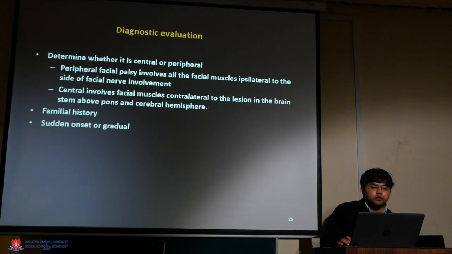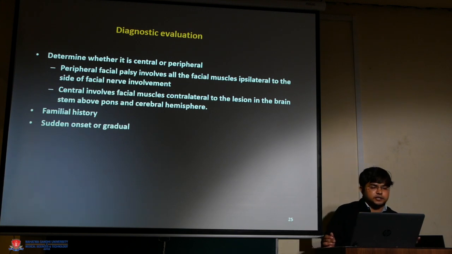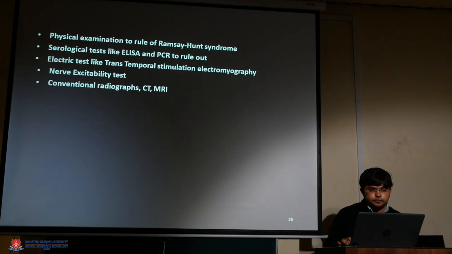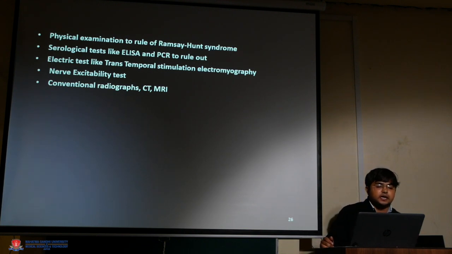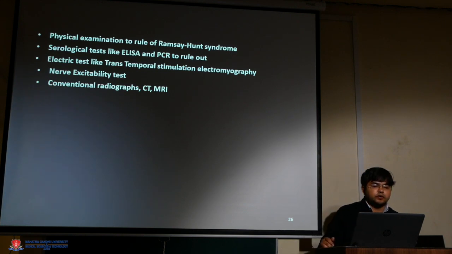The diagnostic evaluation includes determining whether it is central or peripheral. Peripheral facial palsy involves all the facial muscles ipsilateral to the side of the facial nerve involvement. The central type involves facial muscles contralateral to the lesion of the brainstem above the pons or the cerebral hemisphere. In diagnostic evaluation, family history can be taken. The onset is sudden and gradual. A physical examination is done to rule out Ramsay Hunt syndrome, along with serological tests like ELISA and PCR, electrical tests like transtemporal stimulation, electromyography, nerve excitability test, and conventional radiography like CT and MRI.